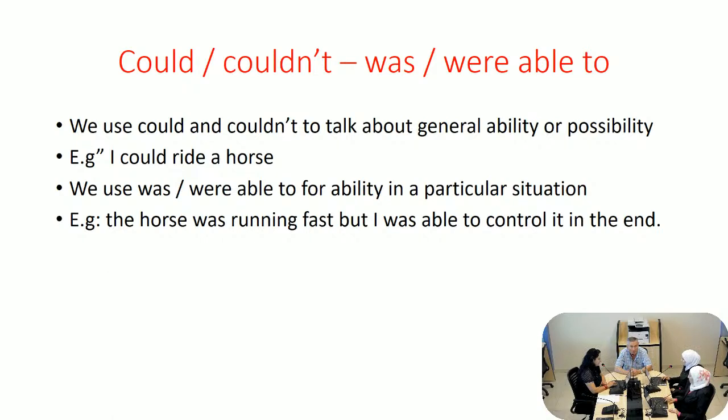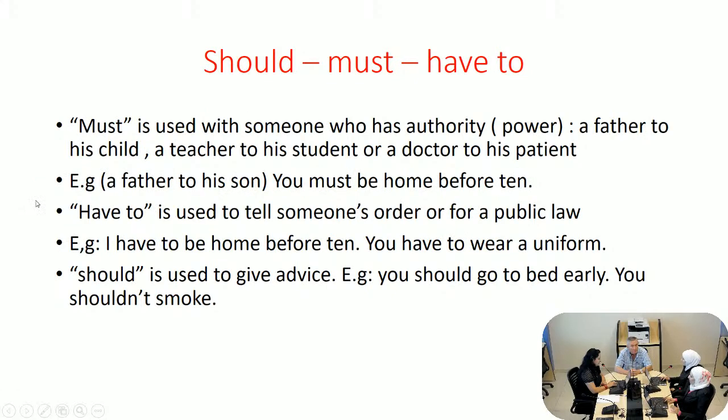Yes, next slide. Should, must, have to with Ms. Nasreen. Yes. Should, must, and have to are auxiliaries. They are similar somehow. To differentiate between them, we usually use must with someone who has authority, like a father to his child, a teacher to his student, or a doctor to his patient. For example, a father to his son, you must be home before 10. So this is, now he is using his authority.